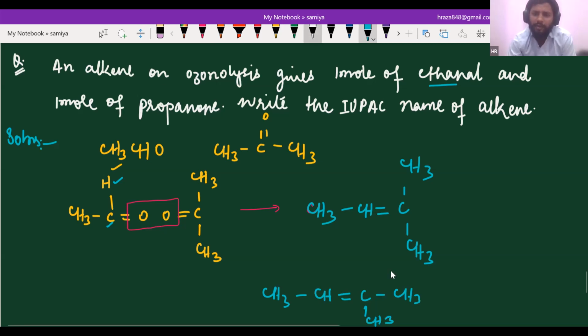Now you can name it. From here 1, 2, 3. This will be wrong because from the right hand side you get the same position of the double bond along with the substituent. So its name will be 2-methylbut-2-ene. Is that clear?